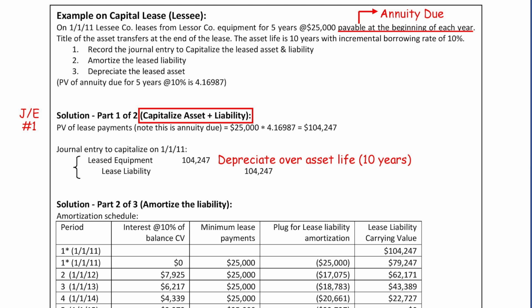Because this is a capital lease due to the O or W criteria, and if you remember, if it's O or W, depreciate over asset life. If it's not O or W, it's due to N or S, then you depreciate over lease life. Now in this case, 104,247 needs to be depreciated over 10 years, the life of the asset. For the lease liability credit, 104,247, write amortize over lease life, 5 years.